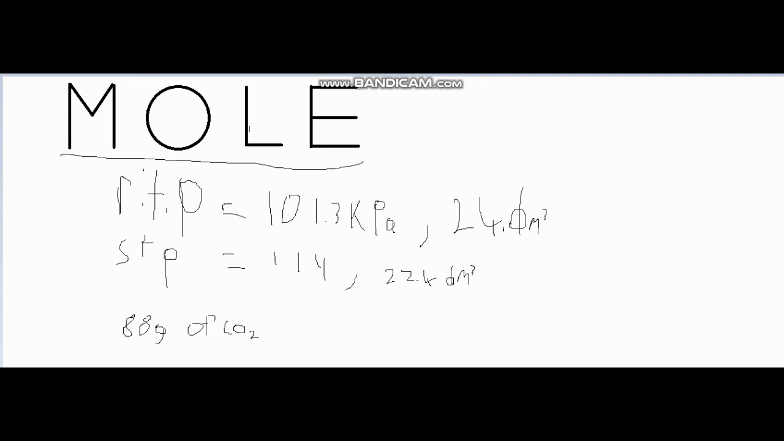So firstly, we'd have to calculate the molar mass of carbon dioxide. And of course, we know that carbon has a relative atomic mass of 12, and plus oxygen is 16. So multiply 16 times 2. So that's 32 plus 12, which is 44. So the molar mass of carbon dioxide is 44 grams per mole. And so if 44 grams is in 1 mole, that will make 88 grams, 2 moles.